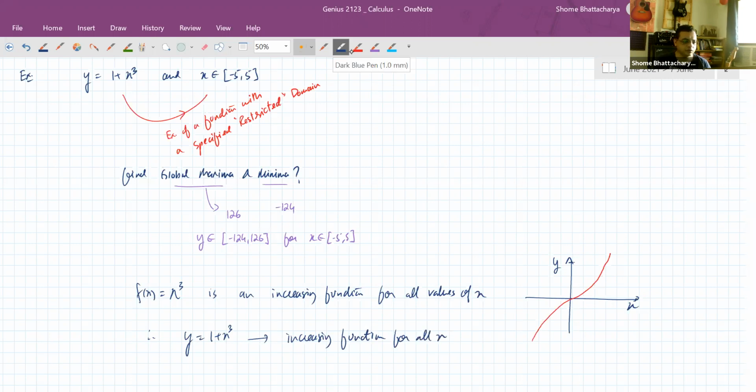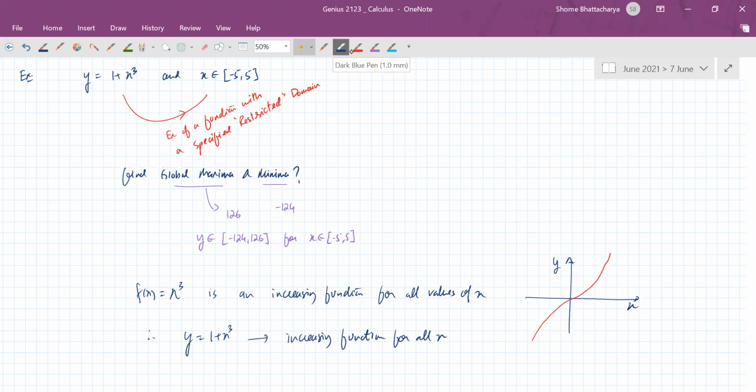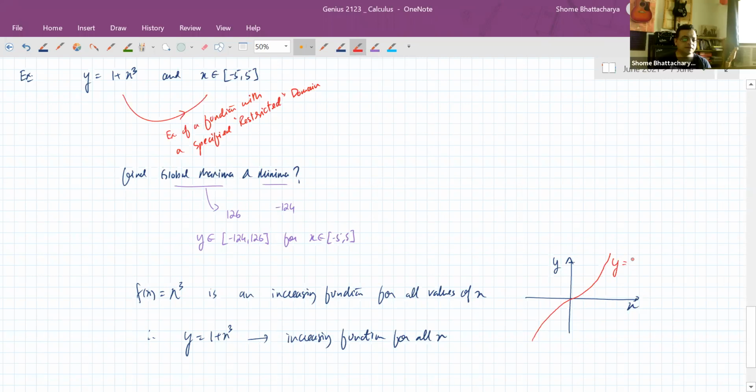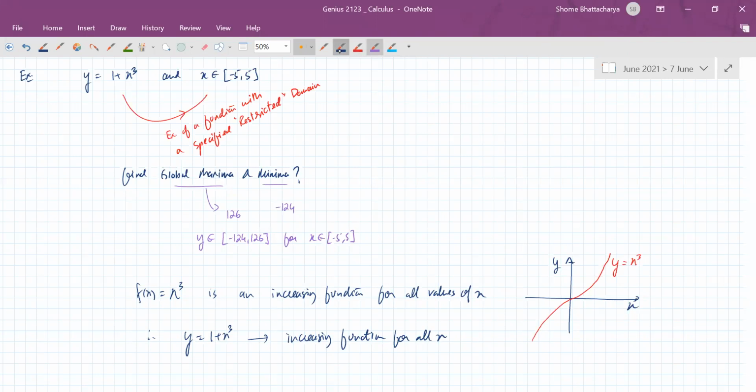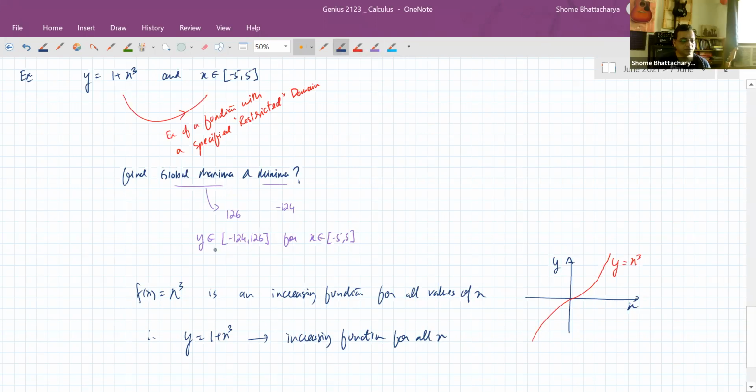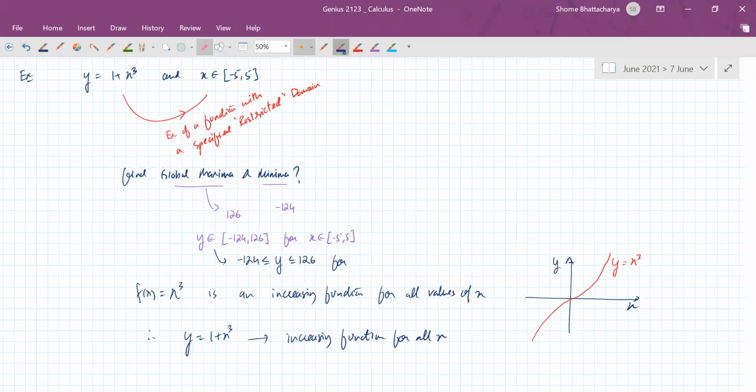Yes, Sanvi, you have a question, beta? Sir, won't you put that curly bracket for y belonging to, because then it becomes everything in the middle also? No, curly bracket beta is for specific values. No, this is like the range. So what this means to say is that y belongs to all real numbers in between minus 124 and 126, inclusive of this, for x belonging to all real numbers which are like this. Understood the point? Okay.